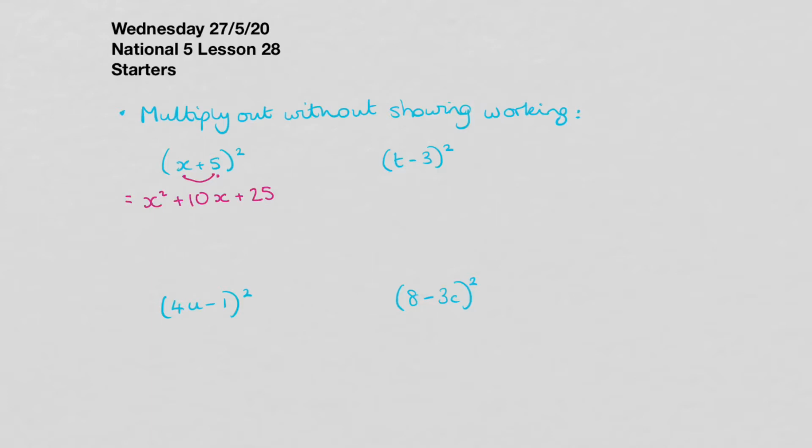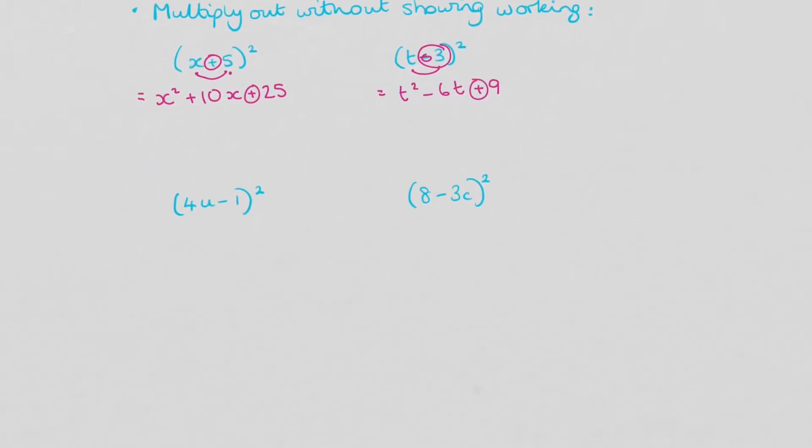Okay, if you're squaring out a bracket, you get the first thing squared, you multiply the two things together, you get negative 3t there, and you double it, so that's minus 6t, and then you have this squared, so negative 3 times negative 3 is plus 9. And remember, regardless of whether you've got a plus or a minus in the bracket there, this last sign is always plus.